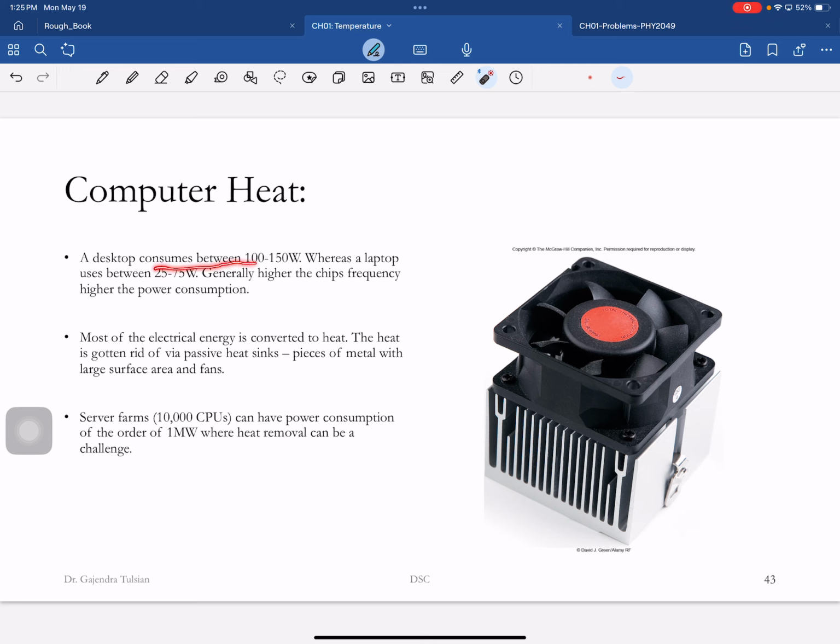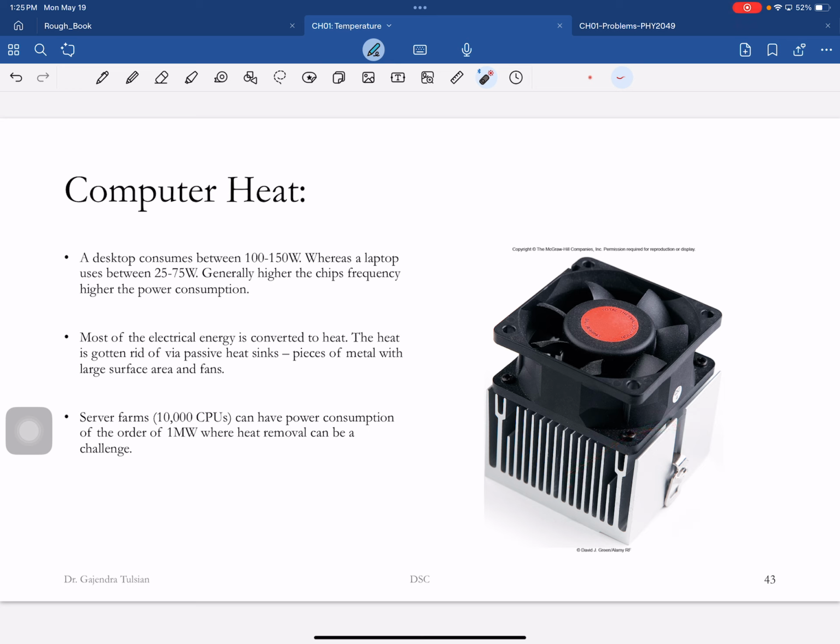A desktop consumes 100 to 150 watts, laptops about 100 watts. Again, generally the higher the chip frequency, the higher the power consumption. So most of your electrical energy is converted to heat. So this metal block conducts the heat away, and then the fan transports, via convection, the heat to the surrounding air. It transfers the heat to the surrounding air.